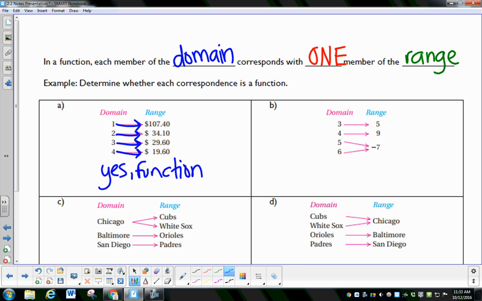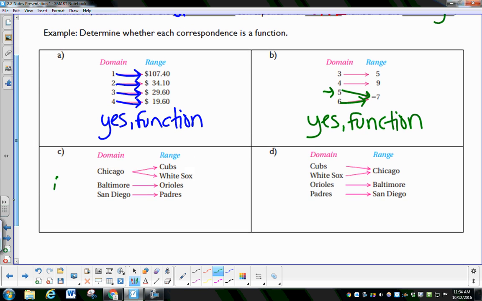On part B, there's something a little weird going on. We've got two members of the domain sharing one member of the range. Remember, our definition of a function is that each member in the domain gets just one member in the range. Well, this is still true here. The 5 in the domain corresponds to one member of the range, not more than one. And the 6 in the domain only gets one member of the range. So yes, this is also a function, even though two members of the domain are sharing a range value. That's okay. We just can't have one domain member corresponding to more than one of the range values.